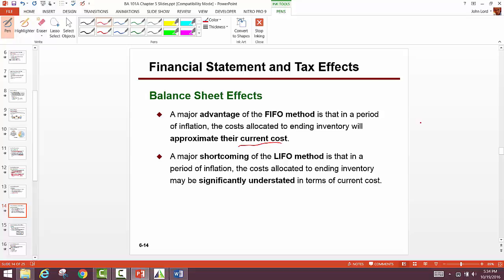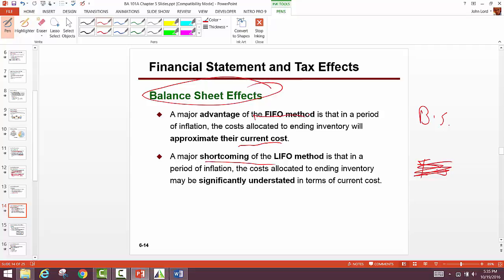So our what on our balance sheet is okay? But when we get to the income statement, we say what? A shortcoming of the Lifo method is that what? In a period of inflation, the costs allocated to ending inventory, oh, that's Lifo. Sorry, I thought they had FIFO. This is balance sheet effects, I get it. Okay, sorry. So take the income statement off of here. We're talking FIFO, Lifo. For FIFO, what?